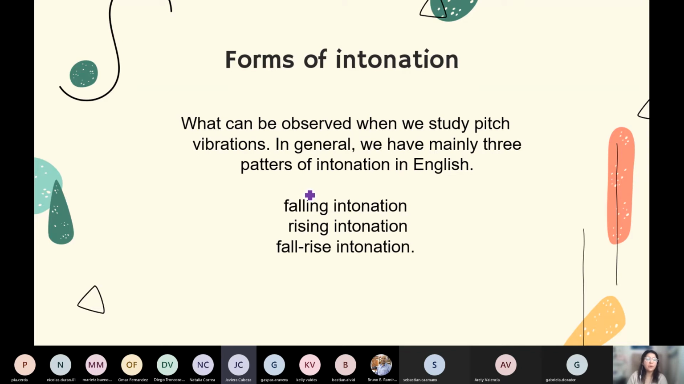The forms of intonation is what we can observe when we study pitch vibrations. And in general, we have mainly 3 patterns of intonation in English, and these are the tones. The first one is the falling tone, that was like this. The second one is the rising one, or tone, or intonation. And then we have one that is a fall, but then it rises. So it's a fall-rise pattern of intonation.